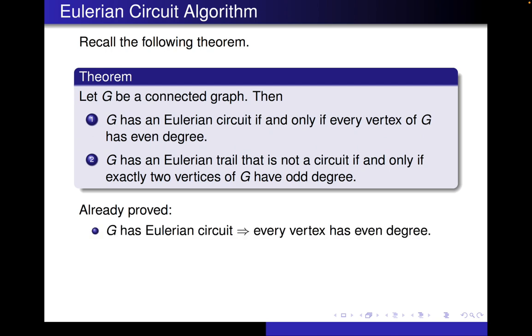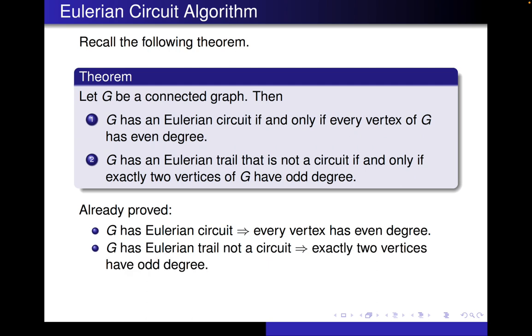We have proved that if G has an Eulerian circuit, then every vertex has even degree, and we have proved that if G has an Eulerian trail that is not a circuit, there are exactly two vertices that have odd degree. So note that these are both if and only if theorems, so we have another direction that we have to prove. We are going to prove the other direction on part one of that theorem.